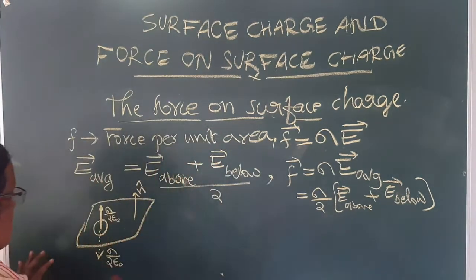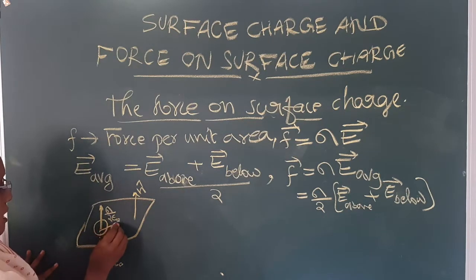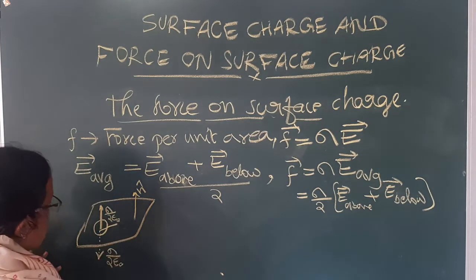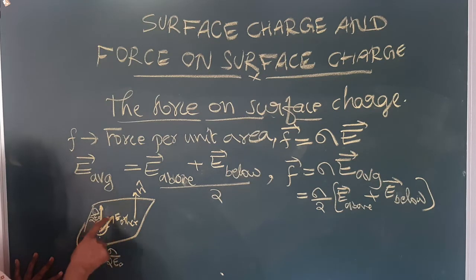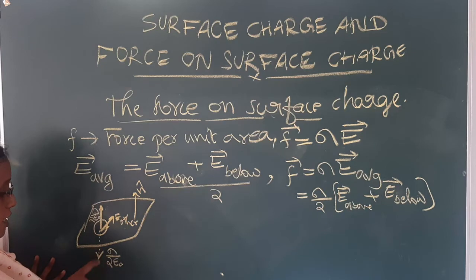So there is an electric field here like this. There is an electric field here like this. We can call it E other. This E other is the electric field on this patch due to other surface charges outside this patch. Similarly, here also there is an electric field due to other surface charges.